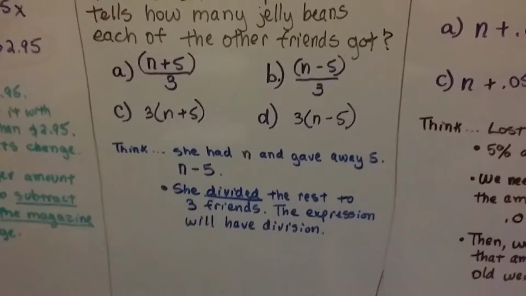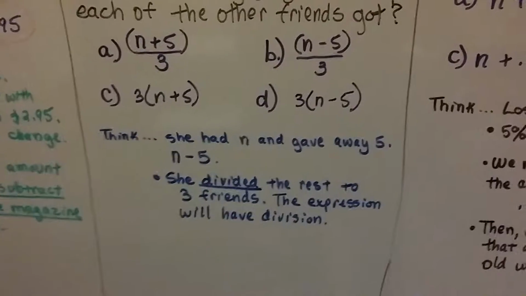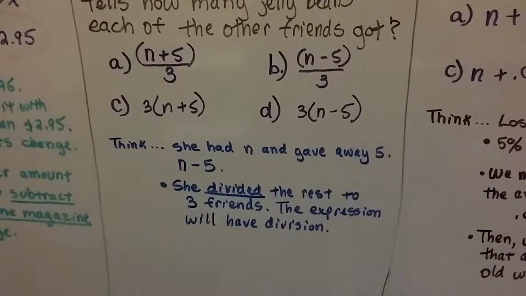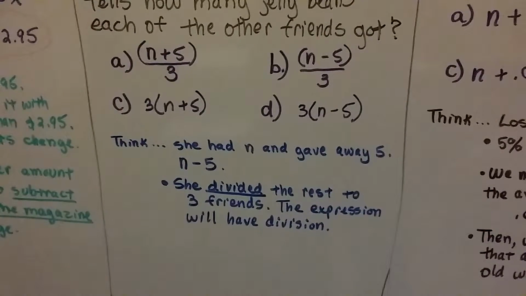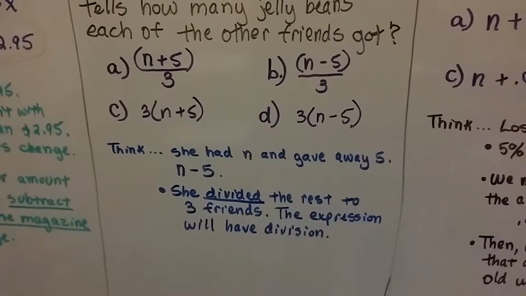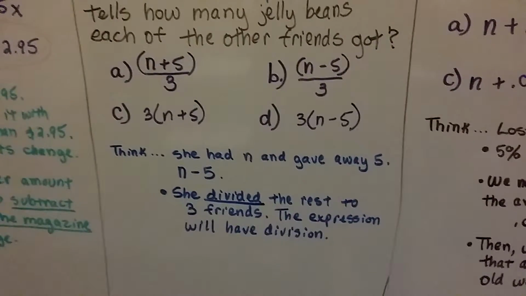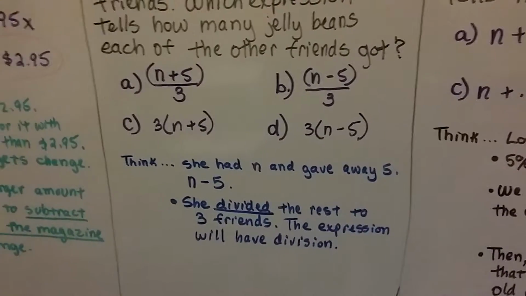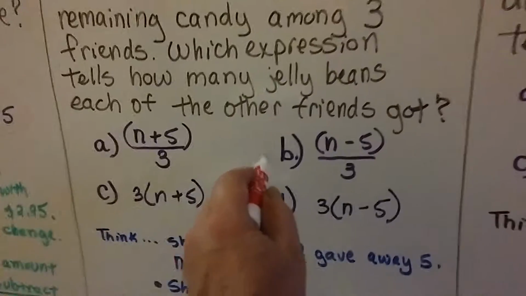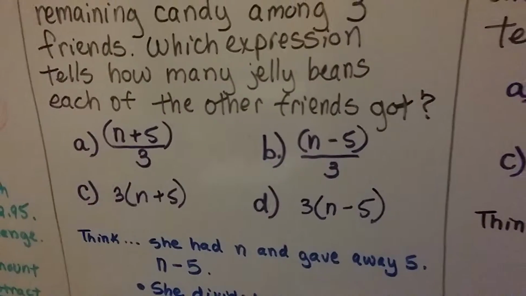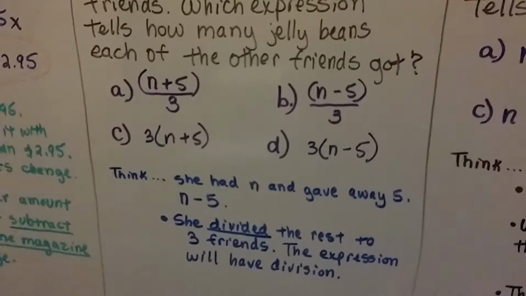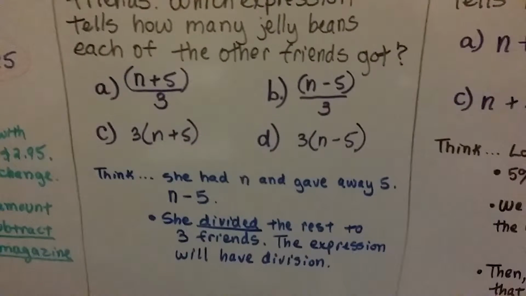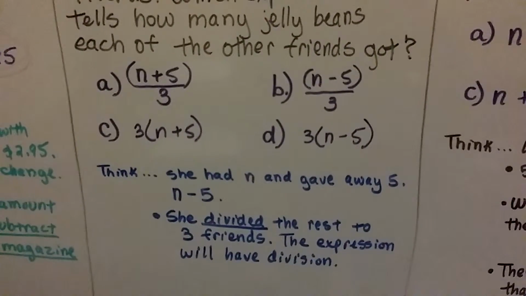All right, so let's think. She had N and gave away 5, so that's N minus 5. Then she divided the rest among 3 friends, so the expression will have division. So which N minus 5 has division? Well, if you said B, you're correct. That's the number of jelly beans minus the ones she gave Emma, and then it can be divided by 3.